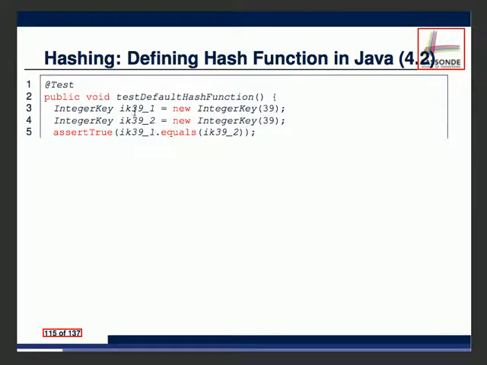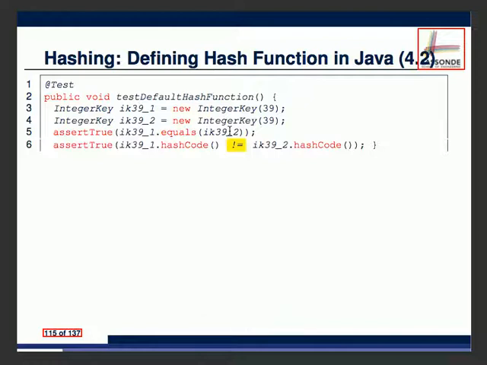First of all, you can see ik39_1 and ik39_2. They are separate objects, so their references are different. However, their contents are the same, 39. So now, if you see ik39_1 equals the other, it should be true, because we have overridden the equals method properly. So this one is no problem, right? Now, by seeing this in line number 5, if two keys are equal, by the requirements of the hashCode, what does that mean? The corresponding hashCode should be the same. They cannot be different.